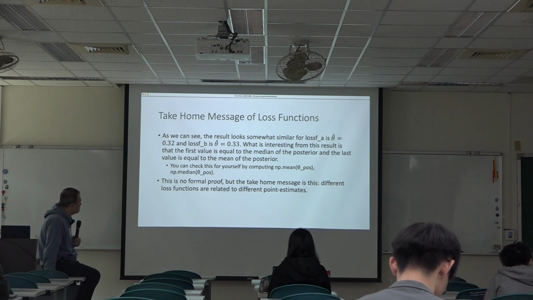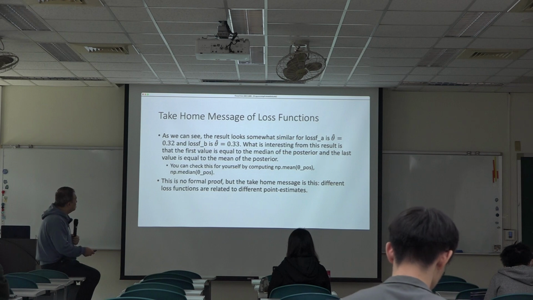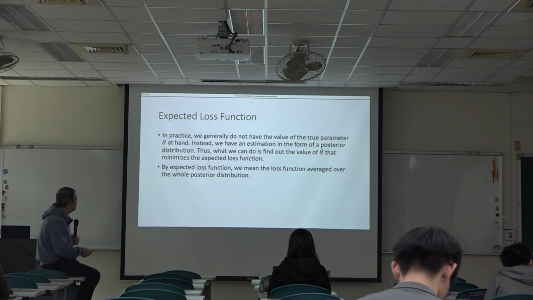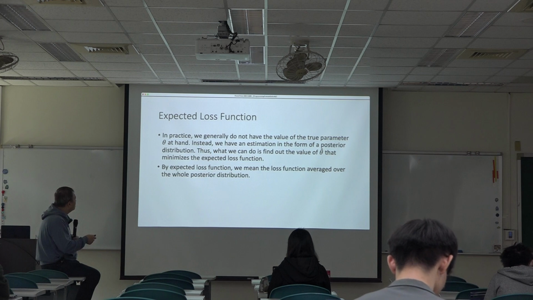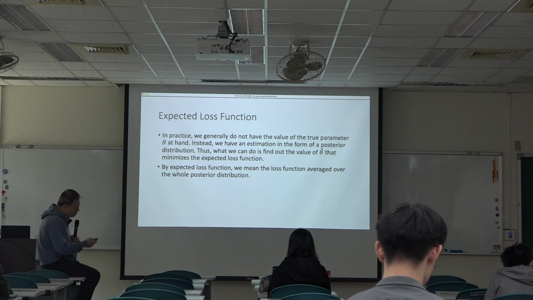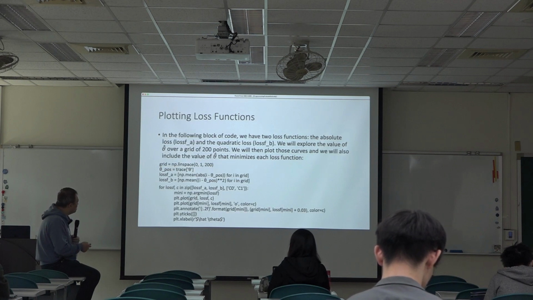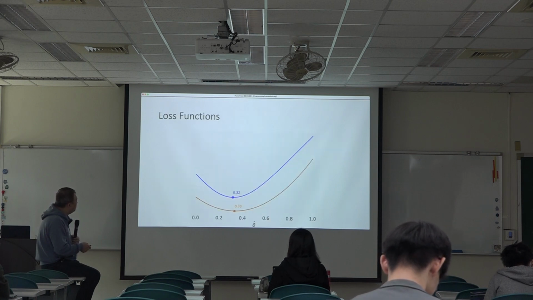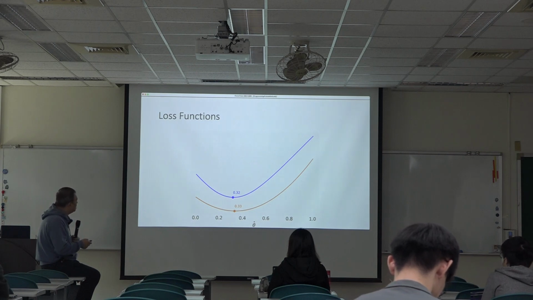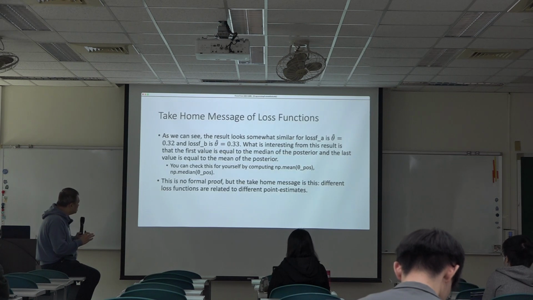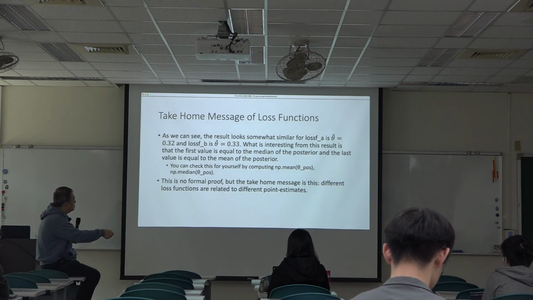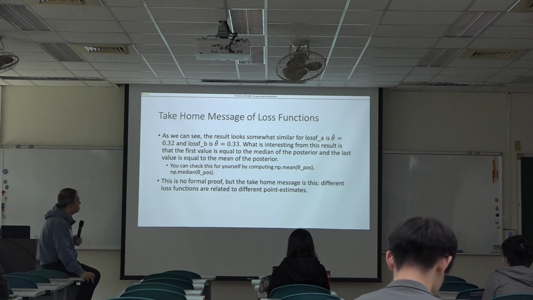So if you consider the value that minimizes the expected loss function, for the quadratic form it's the mean. For the absolute value case, it's the median. This is not a formal proof. You can verify this by computing the mean of the theta post.